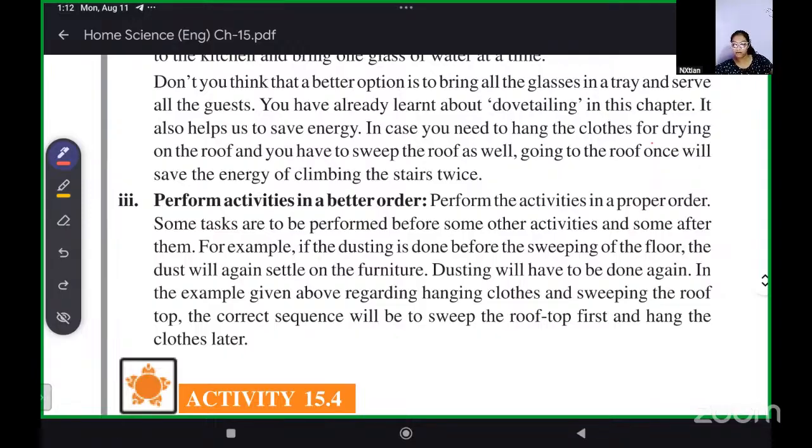Now, in the example given above regarding hanging clothes and sweeping the rooftop, the correct sequence will be to sweep the rooftop first and hang the clothes later. If we hang the clothes first and then sweep, what will happen? Any one of you tell me. The dust could probably get on it. Say loudly. The dust could probably get on it. Yes, that's right. The dust will get on the clothes that you just washed. So that is why it's important to do these things in sequence.